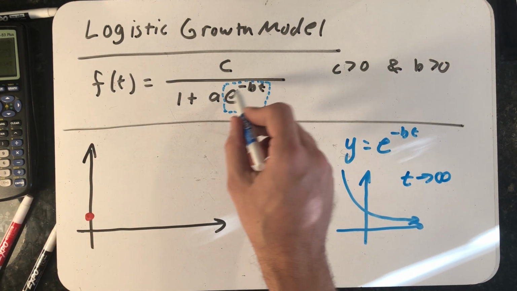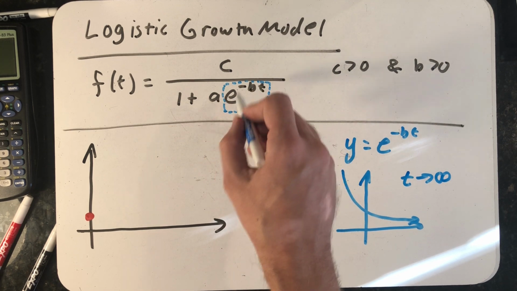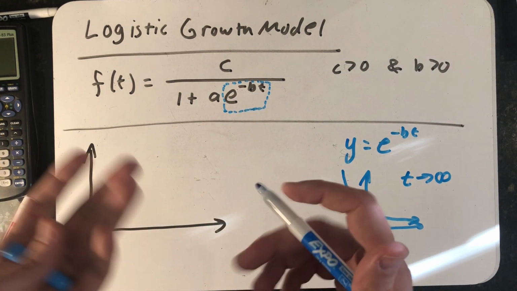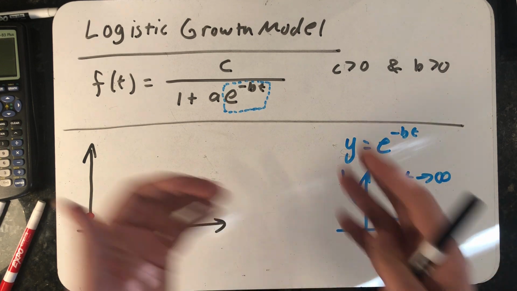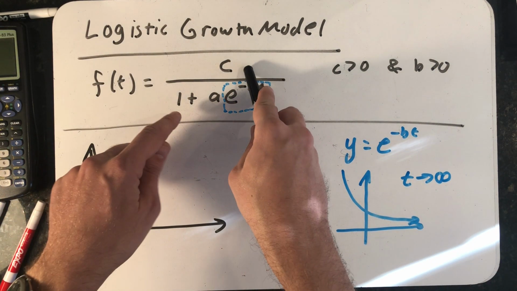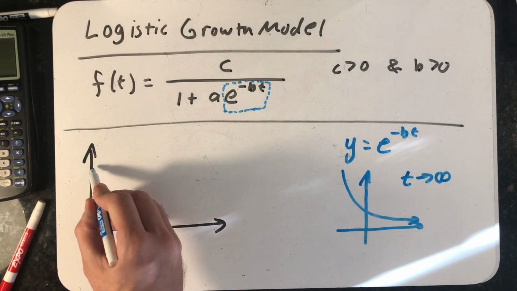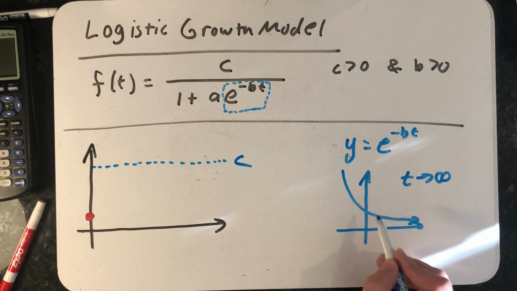So when t gets really, really big, this part that I've dotted in blue goes to 0. Right? It gets closer and closer to being 0, which means a times that is closer and closer to being 0, which means when t gets really, really big, this fraction is getting closer and closer to c over 1. So that tells me the largest this fraction can ever be is just underneath of c, because this never actually gets to 0.